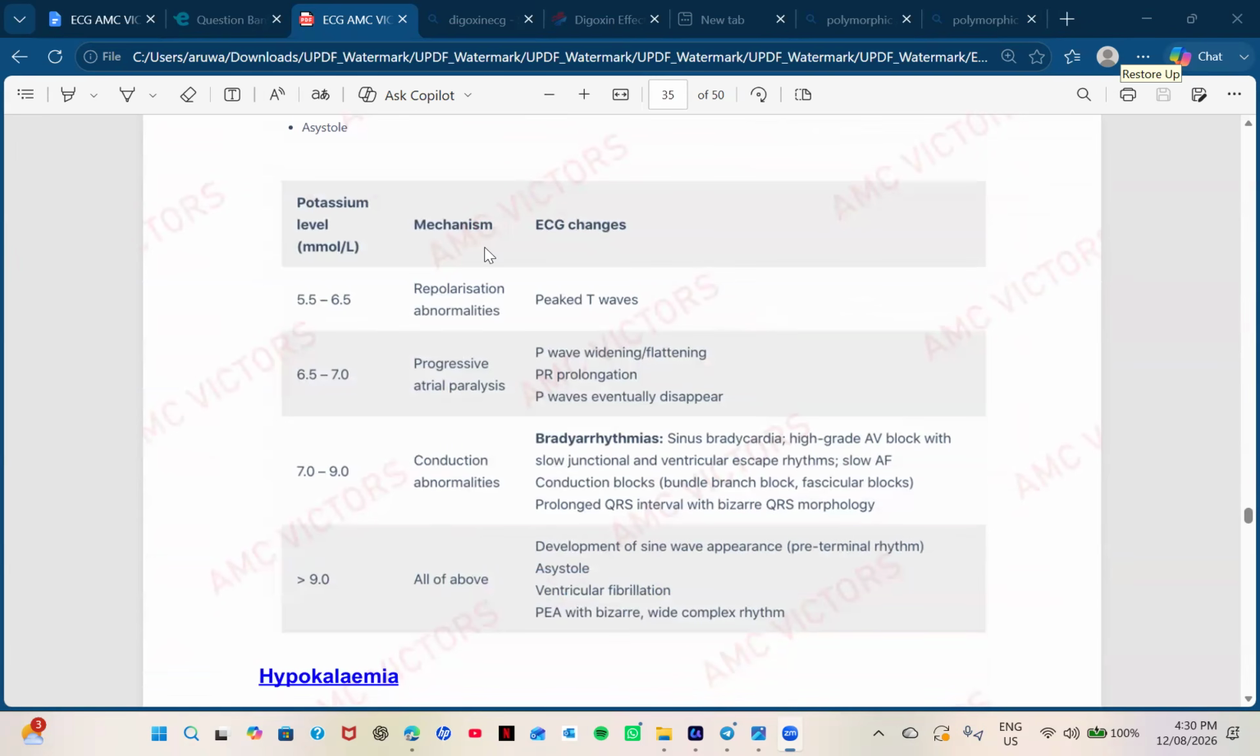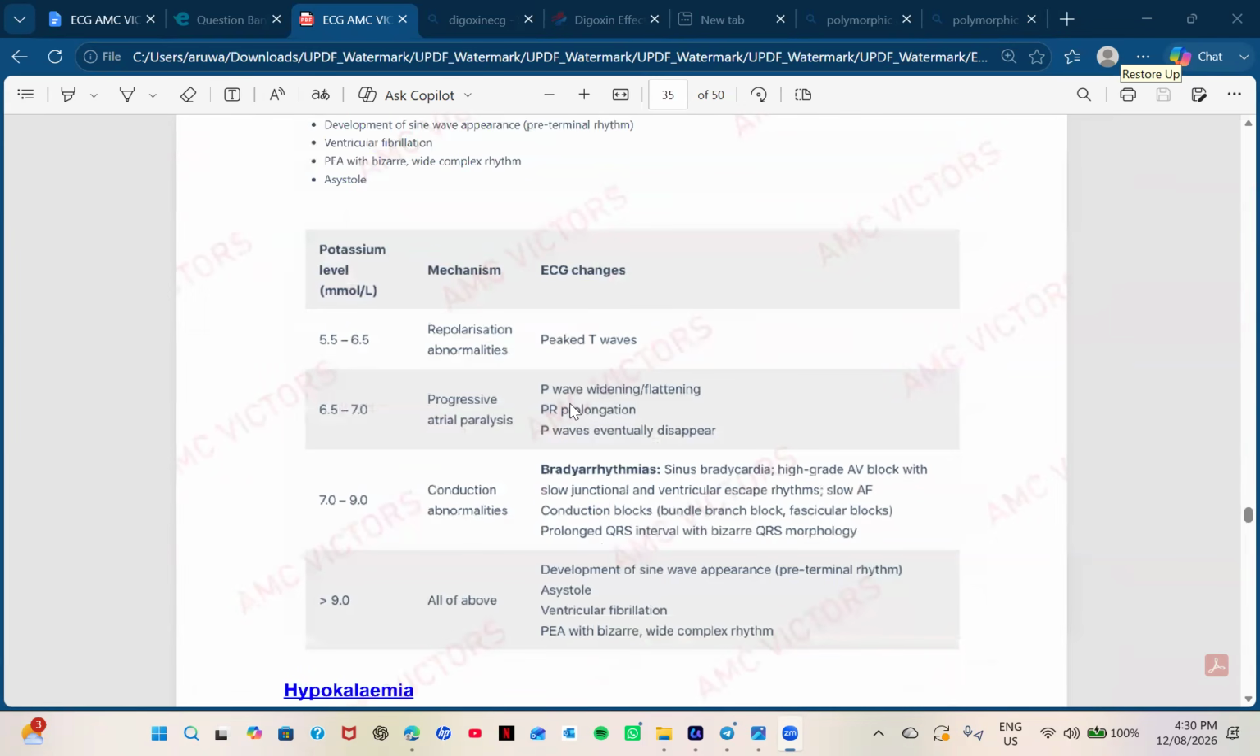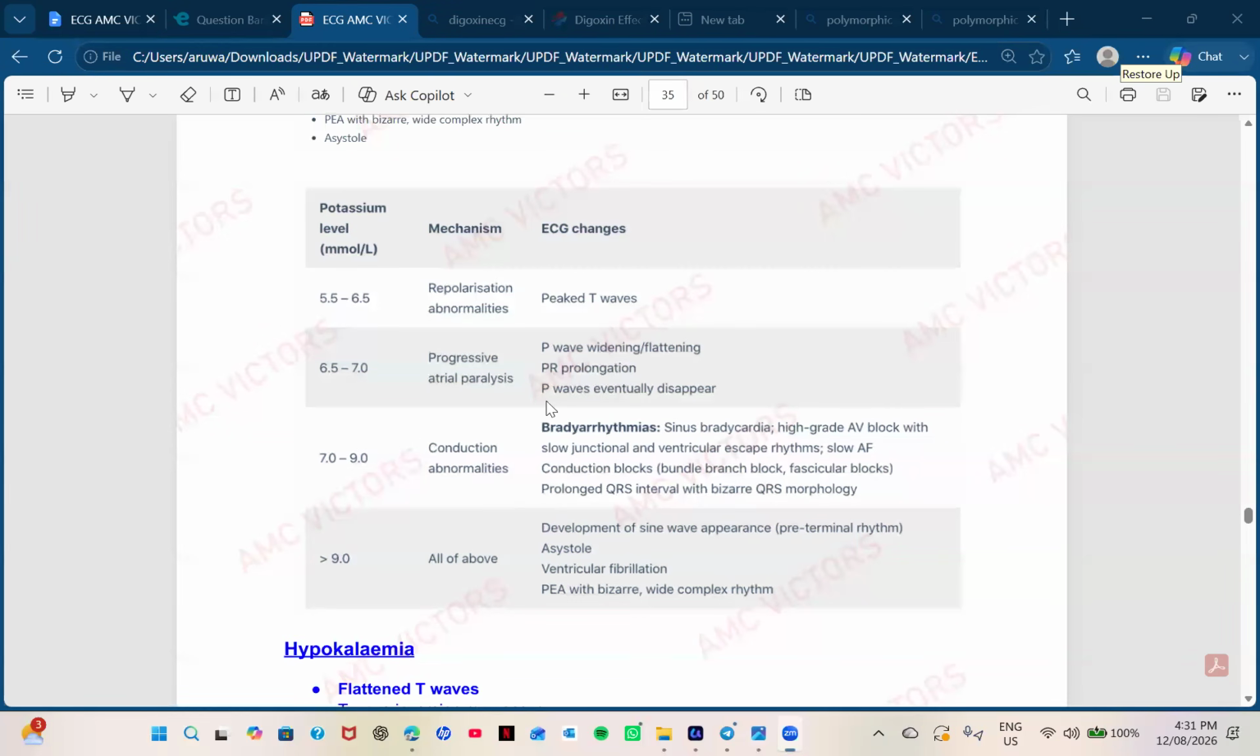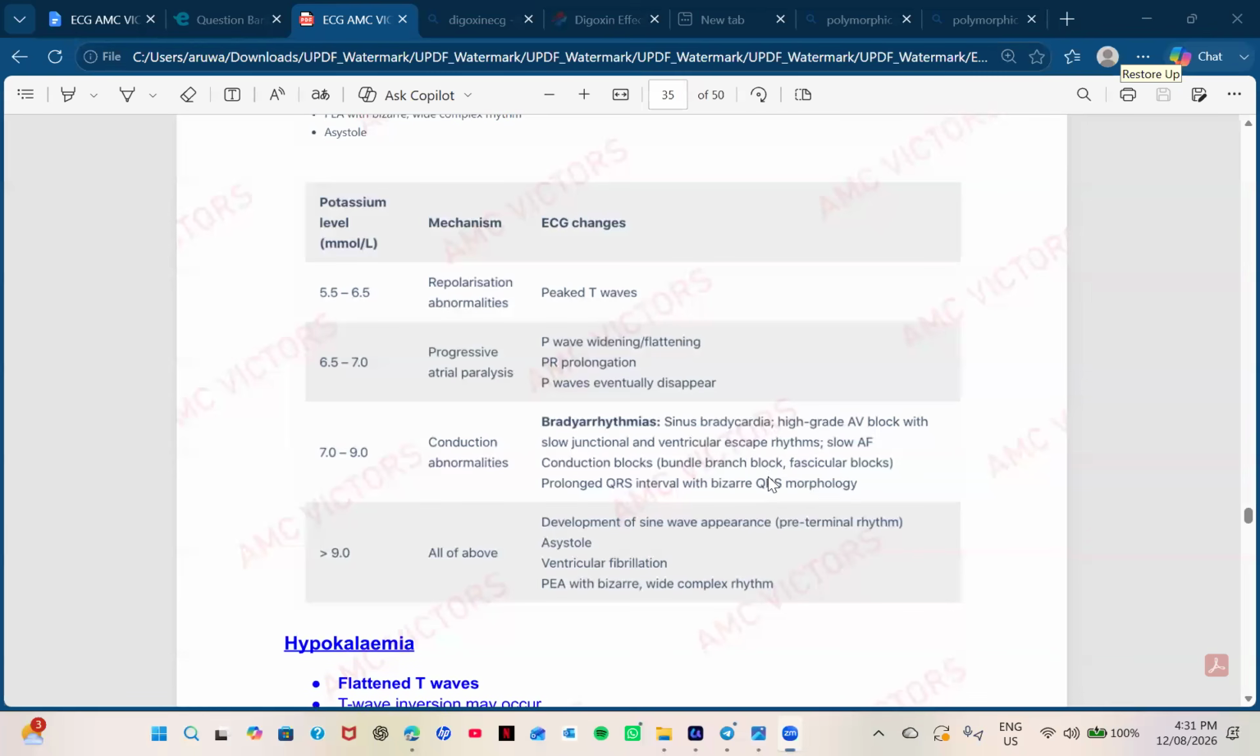According to the potassium level, if it is 5.5 to 6.5, there can be peaked T waves. At 6.5 to 7, there is P wave widening, flattening, and PR prolongation. Here the P wave eventually disappears. At 7 to 9, there are conduction abnormalities that can be associated with bradyarrhythmias, right?